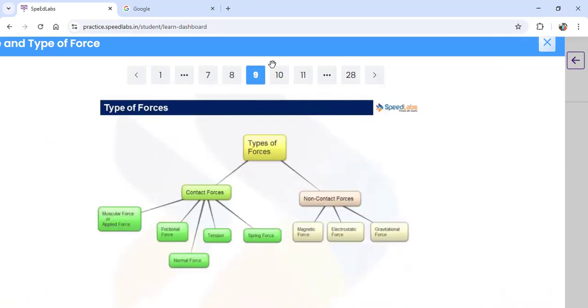Next, types of forces. Okay, same. Contact forces: muscular or applied force, frictional force, normal force. Tension also is a contact force, children. Spring force is also a contact force. Non-contact forces, once again, you can see magnetic force, electrostatic force, and gravitational force.